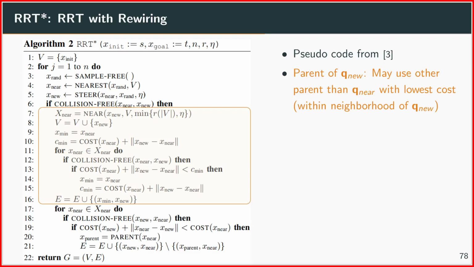You also add this new configuration to your tree. And then you compute the minimum cost and the minimum configuration from all your neighbors. So in the beginning, you just set it to your nearest one, which you have just connected to. But then you actually iterate over all the neighbors. You check if there is actually a collision-free connection. And if there is, and if the cost of this connection is actually lower to reach this new configuration, then you set the new min and min values here for cost and the configuration.